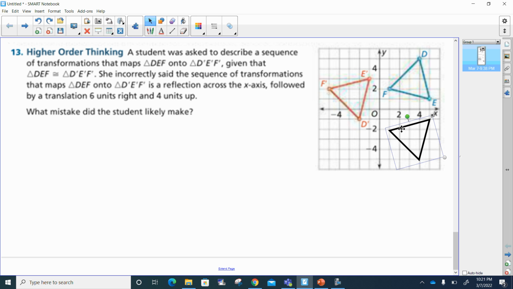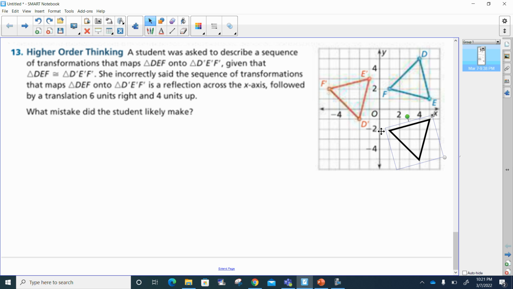So 6 units right would be 1, 2. Wait a minute. This is actually left, isn't it? 1, 2, 3, 6 units right would be going this direction. And then 4 units up. 1, 2, 3, 4. Let's make sure. 1, 2, 3, 4. Actually, it isn't going to reach as high. I think what they wanted to do was make it to the left instead of the right.